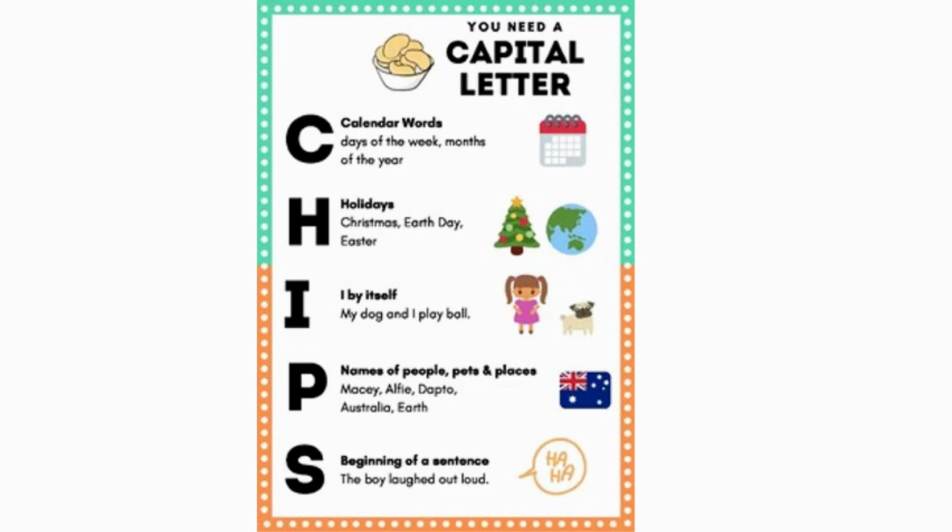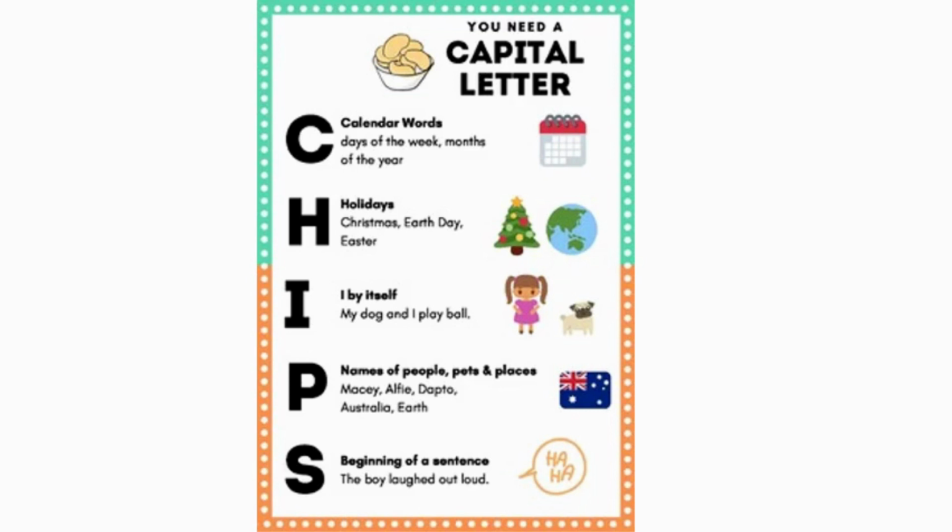Then P, names of people, pets, and places. P stands for people, pets, and places. When we say our name, the name of a place or a name of a person, we have to use capital letter at the starting of the word. Next is beginning of a sentence. S stands for sentence. So when we start writing a sentence, as I told earlier, it should start with the capital letter and end with the full stop.